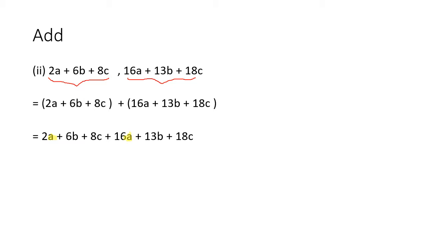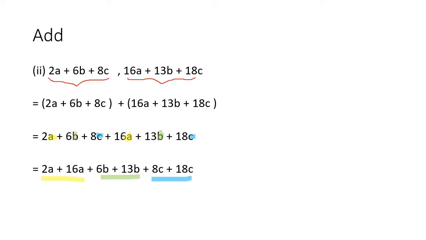Similarly we have b and we have b here, so this is another like term, and finally we have c and this c. So we are going to arrange all the like terms together. So I'll put 2a and 16a together here. See, this will be together, 2a plus 16a. Then you have 6b and 13b together, and then we have 8c and 18c together.